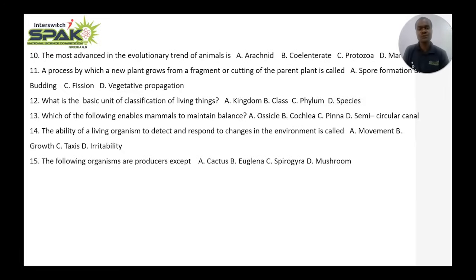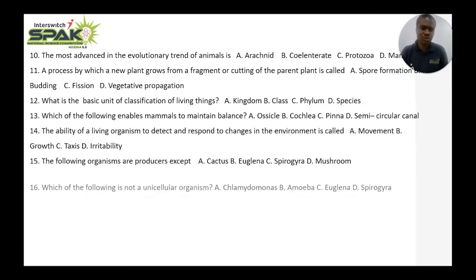The next question says the following organisms are producers except cactus, they are green plants, they manufacture their own food through the process of photosynthesis. Euglena, they can also manufacture their own food. Spirogyra, they are producers in the aquatic environment, they manufacture their own food. Mushrooms are fungi, they are saprophytes that feed on dead decaying organic matter. They cannot manufacture their own food.